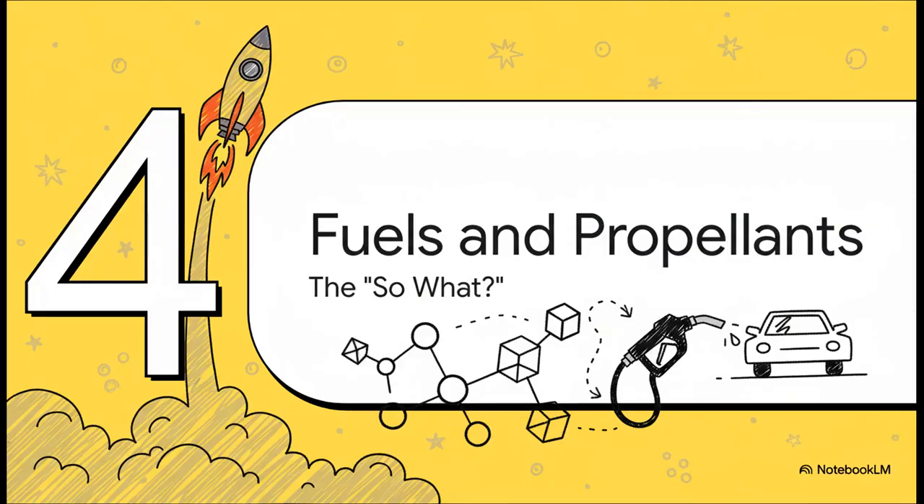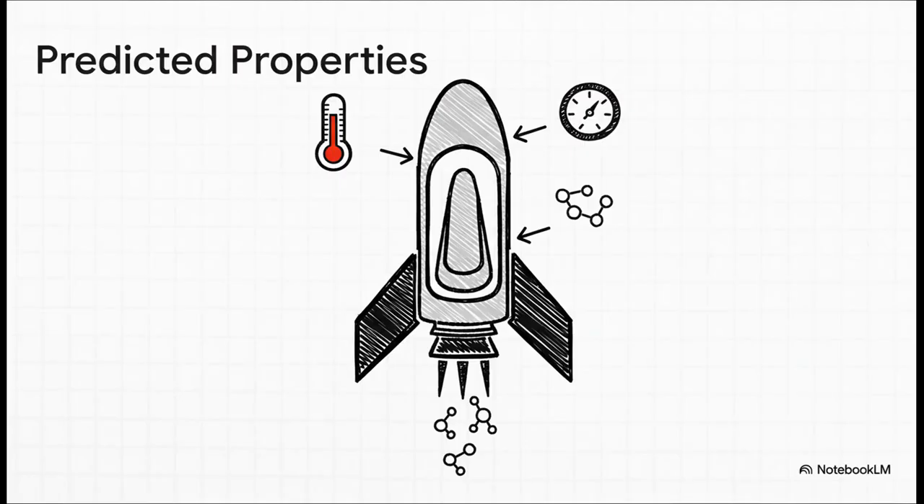Now, let's connect all these dots back to the real world, specifically with fuels and propellants. This is the so what moment. This is the reason this software is so unbelievably important. This right here, this is exactly what engineers are looking for. They're using CEA to predict the final temperature and the resulting pressure inside a rocket engine. They can figure out the potential thrust it's going to generate and even what the chemical makeup of the exhaust will be. These aren't just wild guesses. They are precise, calculated predictions.